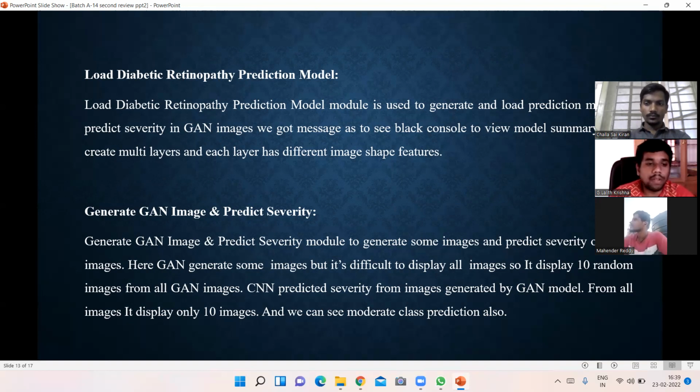The final module is generating the GAN image and predicting the severity. This module generates some images and predicts the severity of those images. Here, GAN generates some images, but it is difficult to display all the images, so it displays 10 random images from all the GAN images. CNN predicted severity from images generated by the GAN model. From all the images, it displays only 10 images, and we can see moderate class prediction also.